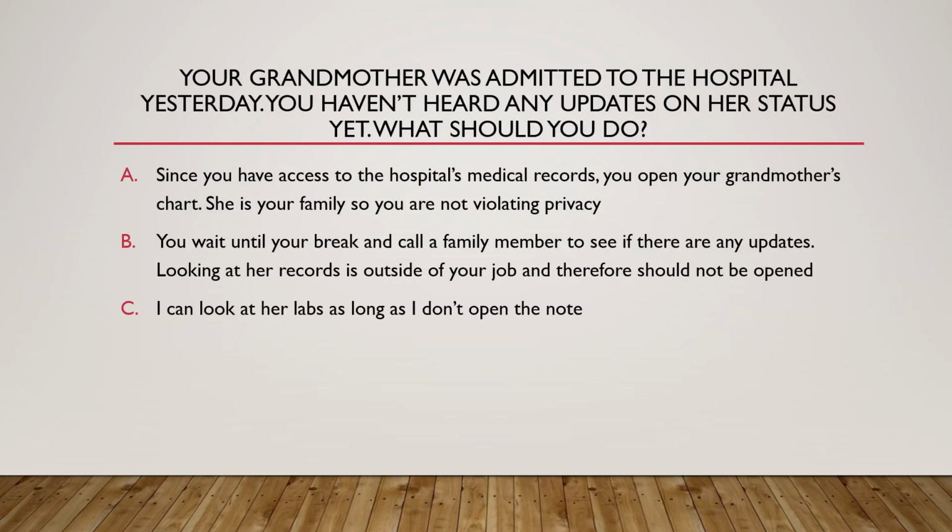Your grandmother was admitted to the hospital yesterday, and you haven't heard any updates on her status yet. What should you do? A, since you have access to the hospital's medical records, you open your grandmother's chart. She's your family, so you're not violating privacy. B, you wait until your break and call a family member to see if there are any updates. Looking at her records is outside of your job and therefore should not be opened. C, I can look at her labs as long as I don't open the note.